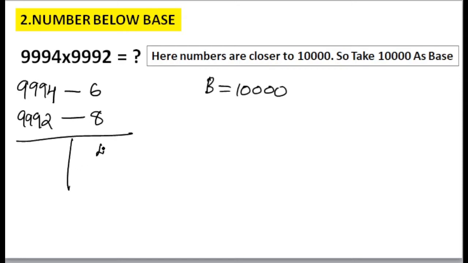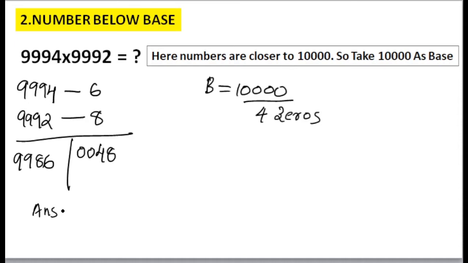So our RHS will be 48, but our base 10,000 has 4 zeros. So we need 4 digits in your RHS. So we put zeros in front of 48. Then 9992 minus 6 is equal to 9986. So your answer is 99860048. So this is your answer.